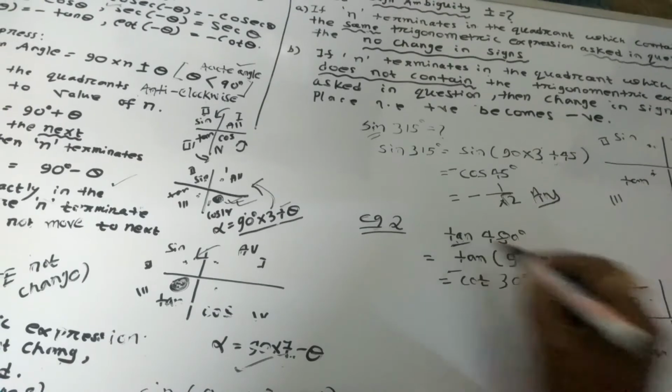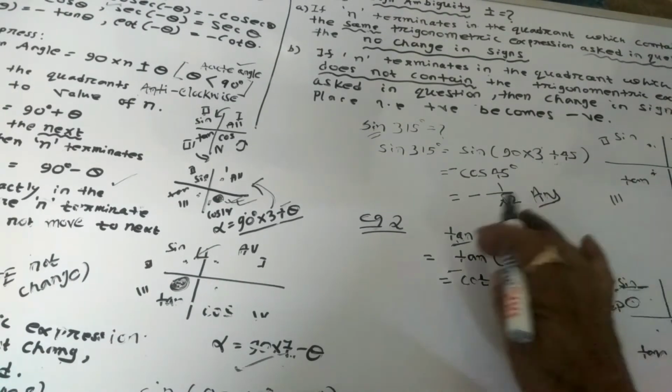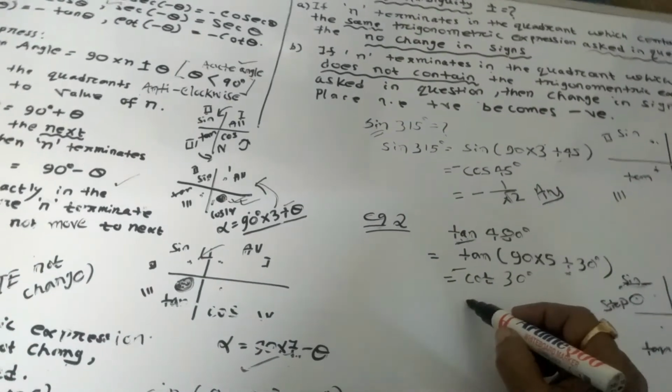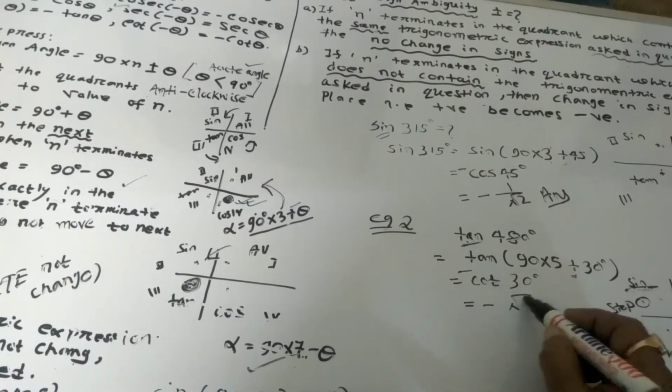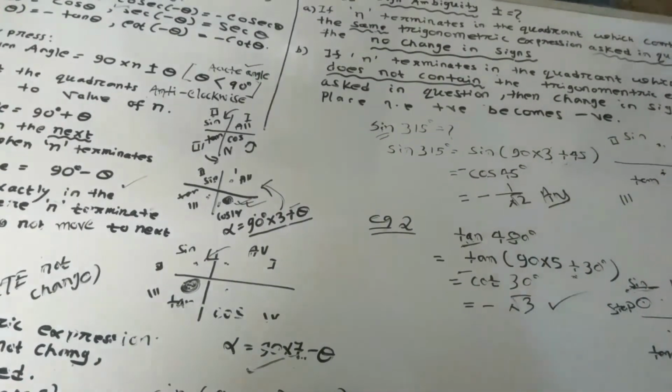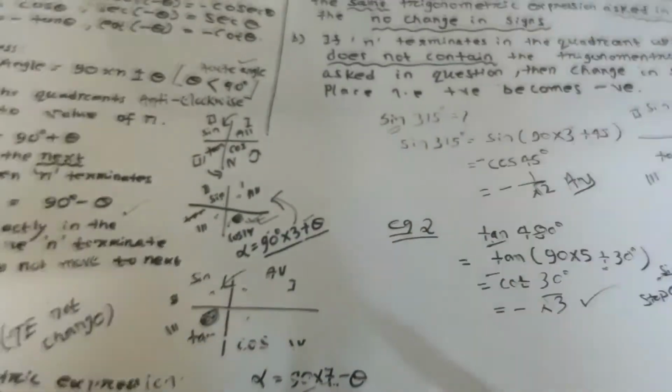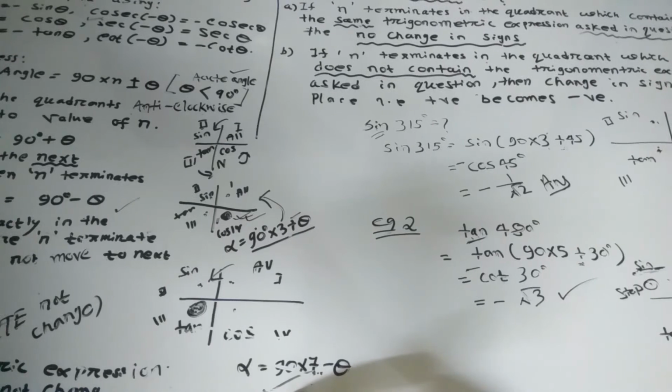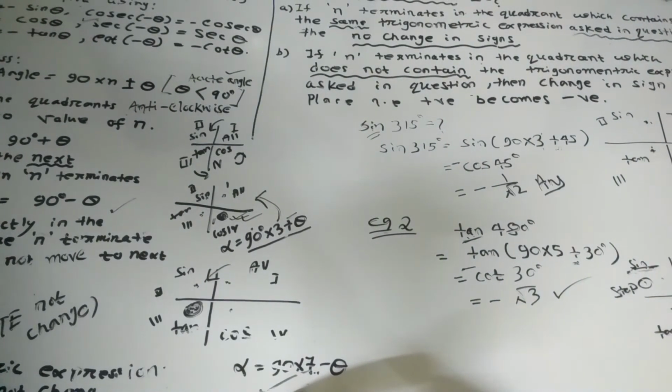Tan, this is again telling you, this is tan and it is sine. So minus sign, actually minus root 3 is the answer. So minus sign is there because it is not same as that. So these are all the rules, very carefully go through the rules written here.